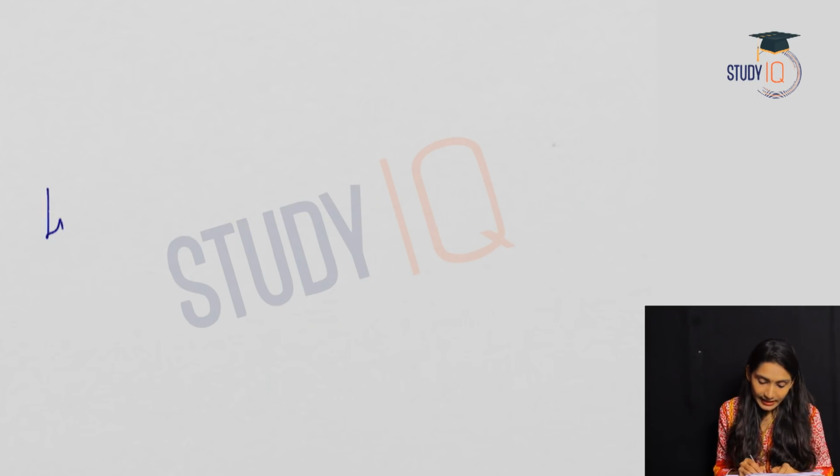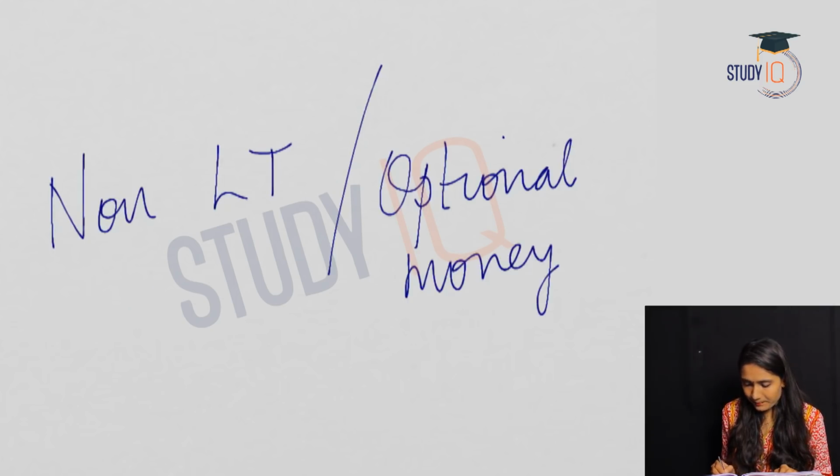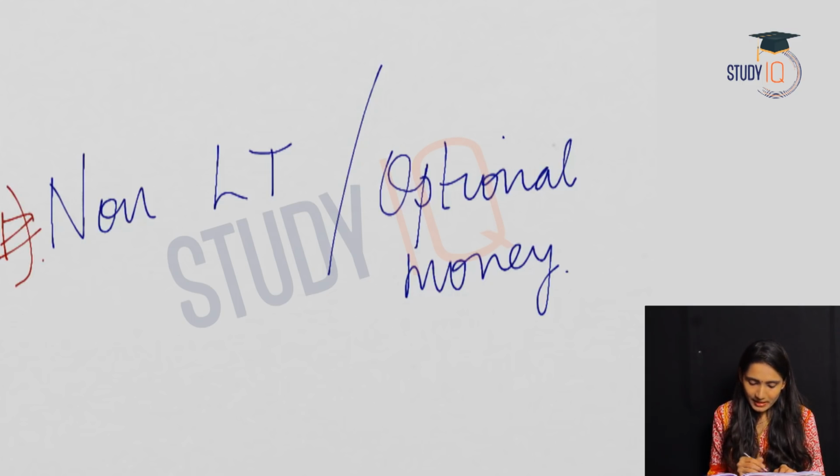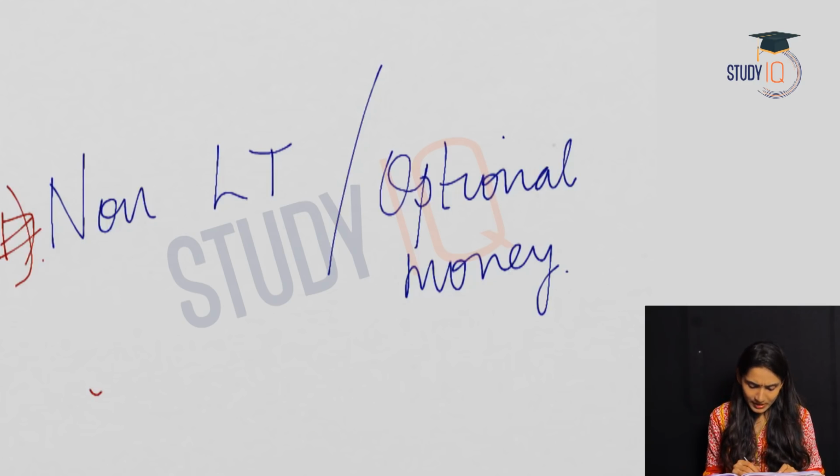Next type is legal tender money, which we have already explained. Next is non-legal tender money or optional money. One thing you must understand here is that non-legal tender money or optional money is different from limited legal tender money. This will be clear when I explain it with an example.